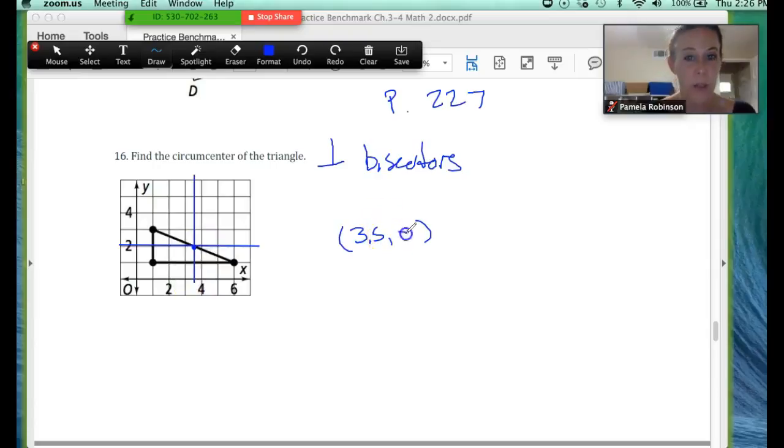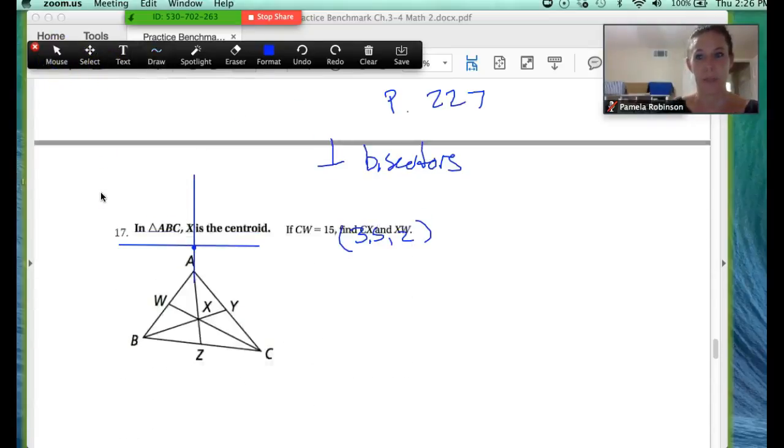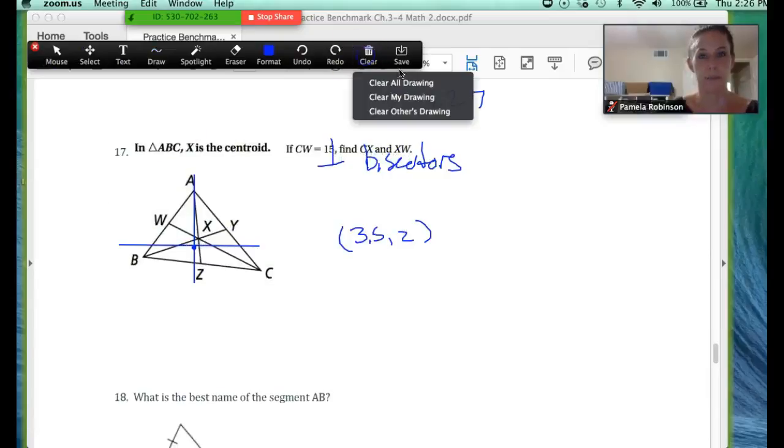It's 3.5, 2, and you're done. You didn't even need that third point for that third perpendicular bisector. Just make it easy for you. Okay. All right, let's talk about the centroid.